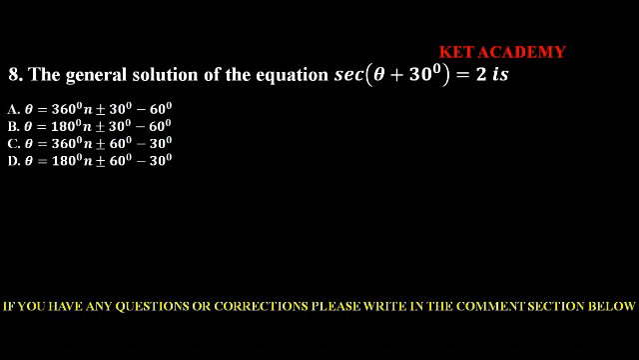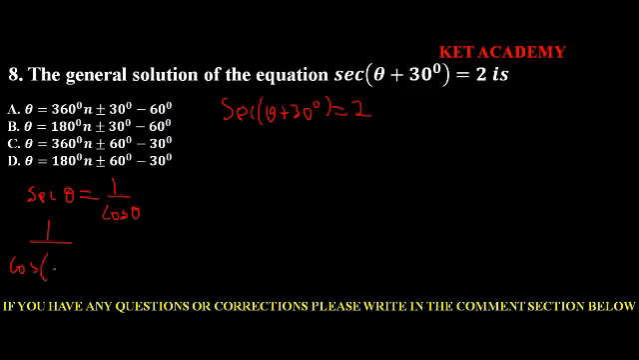Question 8 says that the general solution of the equation sec of theta plus 30 degrees is equal to 2 is. So we have sec of theta plus 30 degrees to be equal to 2. We know that sec theta is the same as 1 on cos theta. So we are going to apply it here. Here we are still going to have 1 divided by cos of theta plus 30 degrees, and this will be equal to 2.